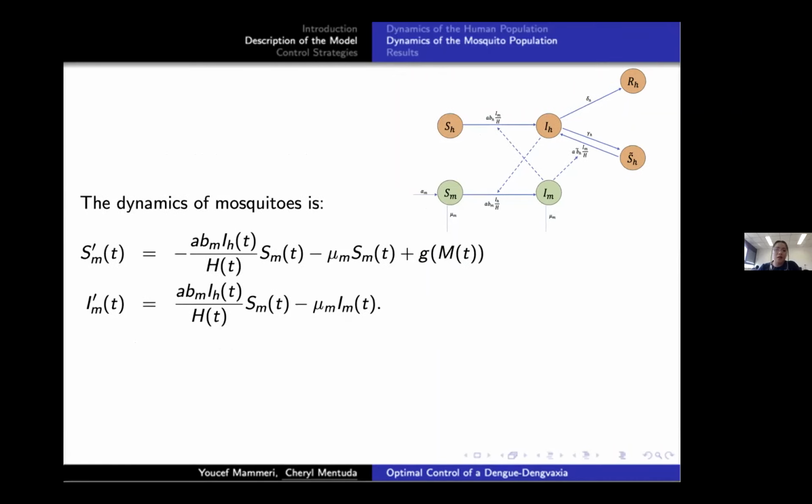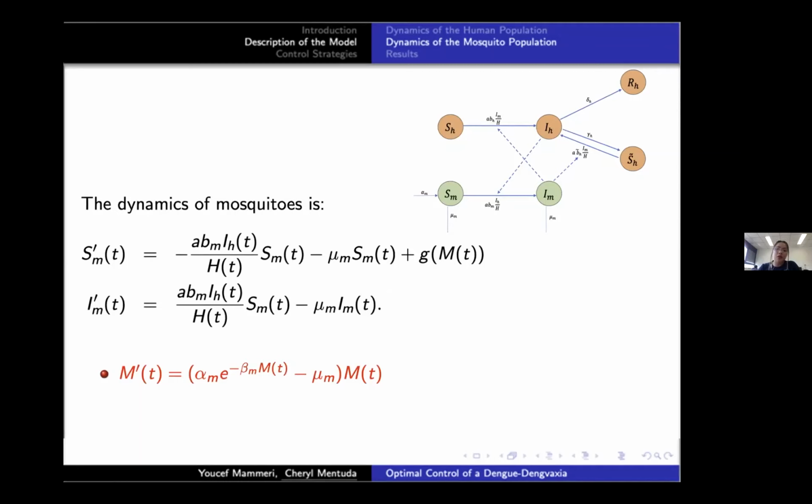And for the dynamics of mosquitoes, a susceptible mosquito becomes an infected mosquito once it bites an infected human. So aβ_M I_H S_M over H is the infection rate of susceptible mosquitoes to become infectious once they bite a ratio of the infected human population. β_M is the transmission probability from an infected human to susceptible mosquitoes, and a is still the average mosquito bites. We also consider μ_M, which is the death rate of the mosquito, since our growth function for the mosquito population is an entomological growth function.